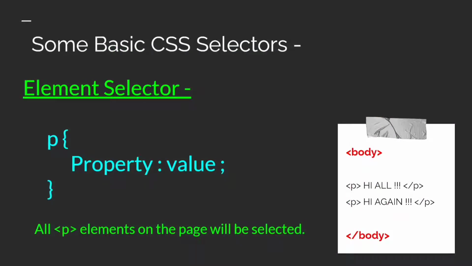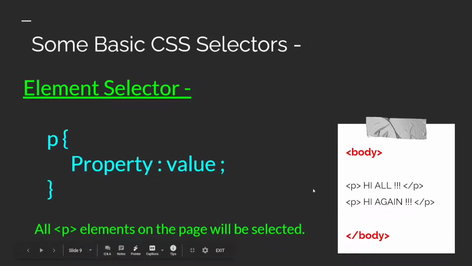Let's talk about some basic CSS selectors. The first one is the element selector. Here is a small HTML code that I've written for you. It contains two paragraph elements, "hi all" and "hi again". We use the element name as a selector to select the elements in the page, then provide a value to a specific property, and that will affect all the elements in the page having the name that we have used as a selector. Like here, the paragraph element used as a selector will select all the paragraph elements in the page, and whatever value we provide to a property will affect both the elements in this page.